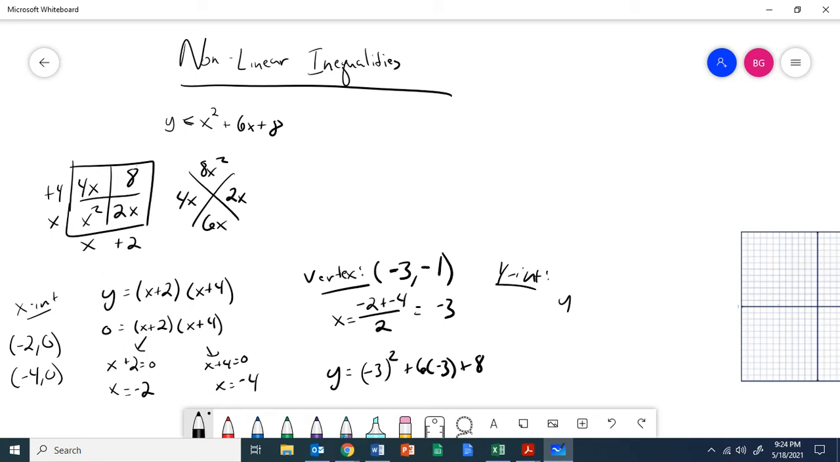So we're going to do y equals 0 squared plus 6 times 0 plus 8, which some of you guys remember, it's just the 8 at the end. So our y-intercept is going to be 0 comma 8. Now, once you've done all this, now we can go about graphing.